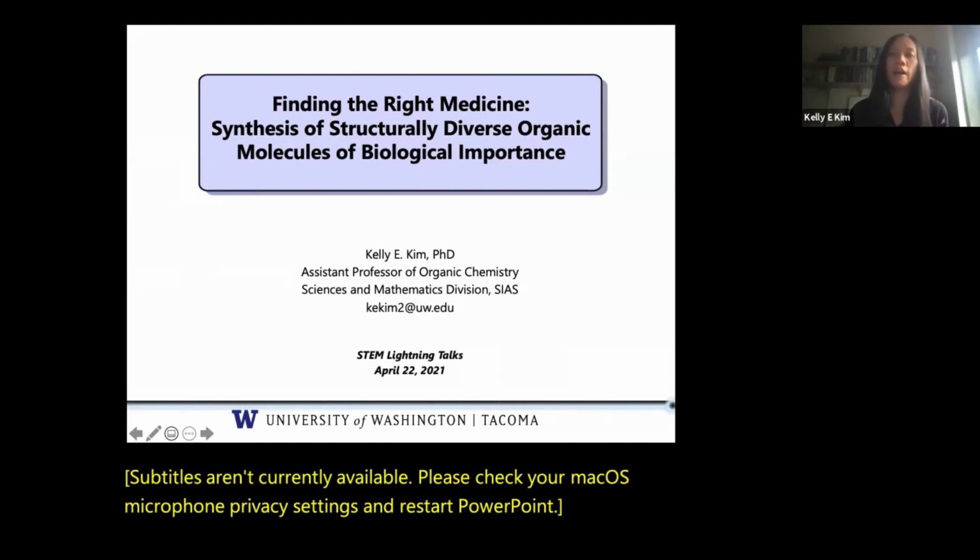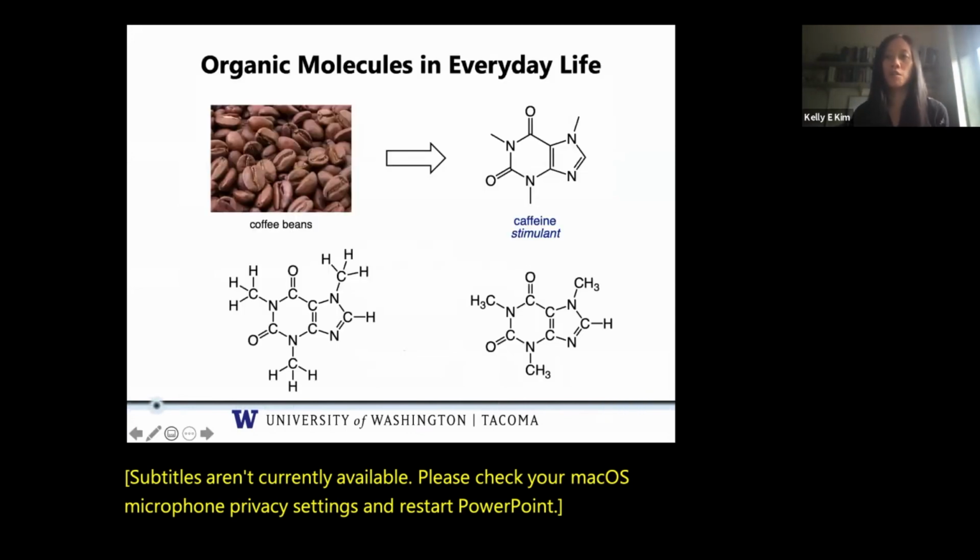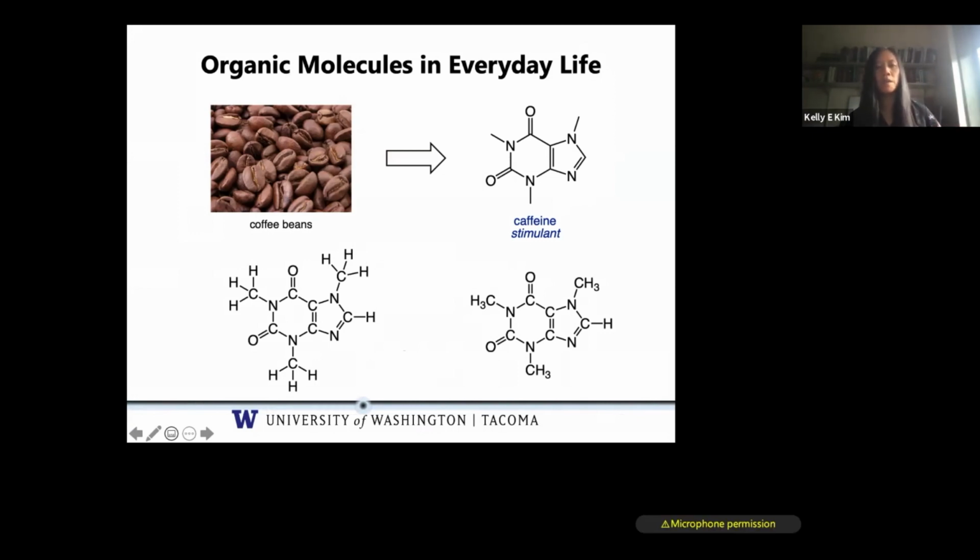So a lot of us interact with bioactive organic molecules in our everyday life. For instance, if you had a cup of coffee or tea this morning, you enjoy the bioactive properties of the caffeine in it. And so I'm depicting here caffeine in several different ways. You'll notice that organic chemists like to abbreviate because there are so many carbons and hydrogens in many organic compounds that we don't like to draw every single one of them out.